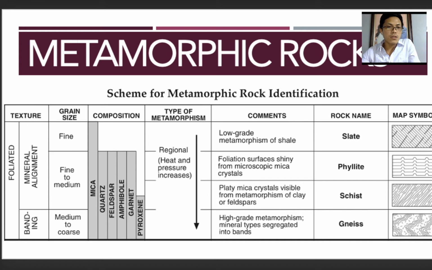So the different kinds of metamorphic rocks, we're going to look at the scheme. It can be through regional metamorphism. So we have slate, phyllite, schist, and gneiss. The low-grade metamorphism of shale is slate. We know that shale is an example of sedimentary rock.